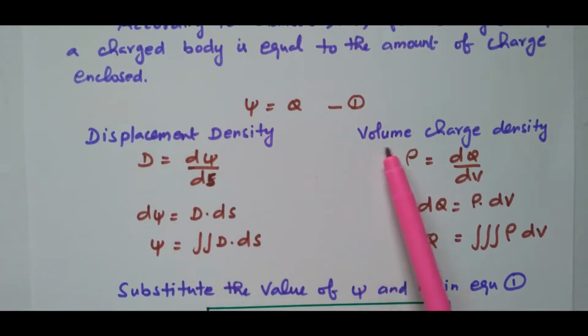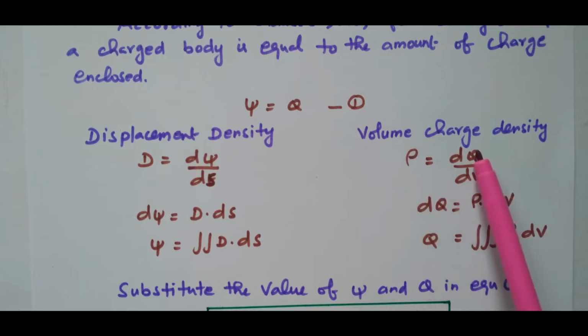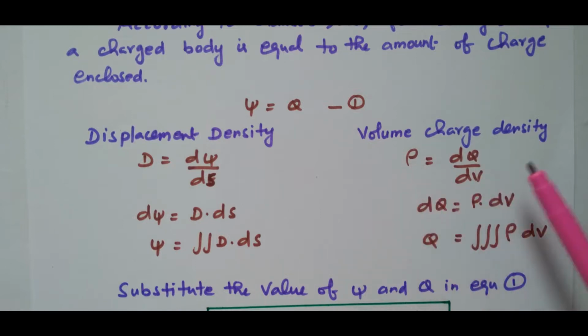Similarly, the volume charge density rho is dq by dv. Volume charge means charge per unit volume. Cross multiplying, dq equal to rho into dv. By integrating on both sides, q equal to triple integral rho dv, because of volume we have a triple integral. Now we have the expressions for phi and q.